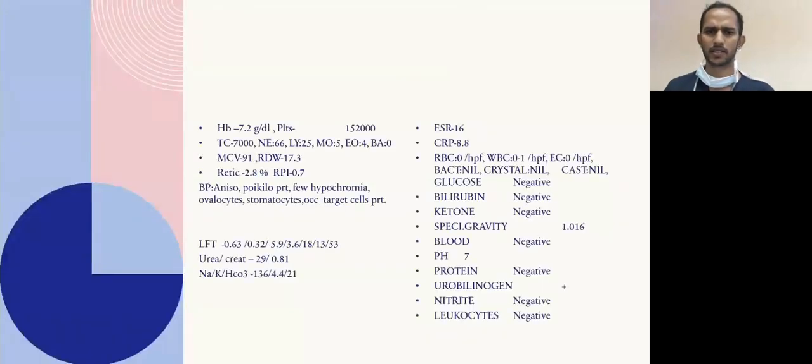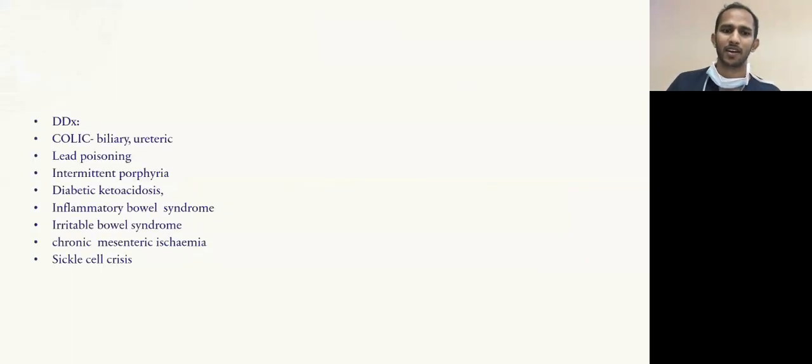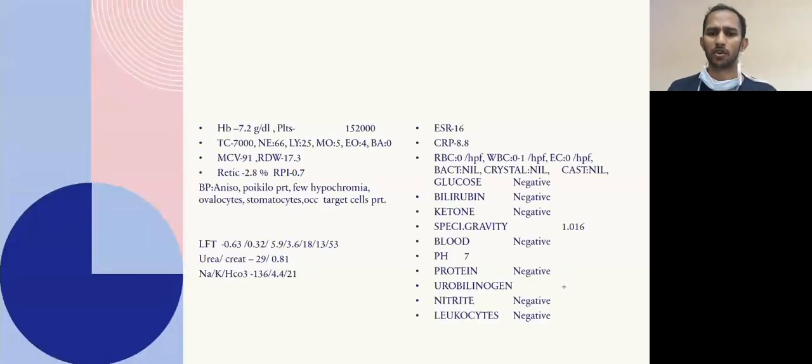As for investigations, hemoglobin was 7.2, anemic, with an MCV of 91, normocytic, but the RDW was increased. His reticulocyte production index was low. The blood picture showed anisocytosis and poikilocytosis. Platelet count was normal at 150,000. Total count was normal at 7,000 with normal differentials.